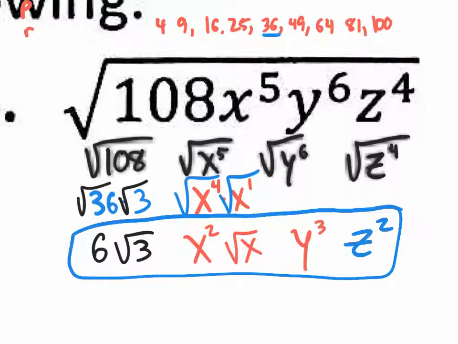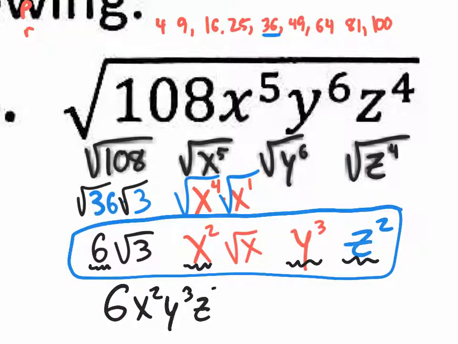It is out of order. It's not clean. Let's rearrange this to make it clean, make it nice. So I'm going to take all of my outside terms, the 6, the x squared, and the y to the 3rd, and the z to the 2nd. I'm going to write that all together. 6 x squared, y to the 3rd, and z to the 2nd.